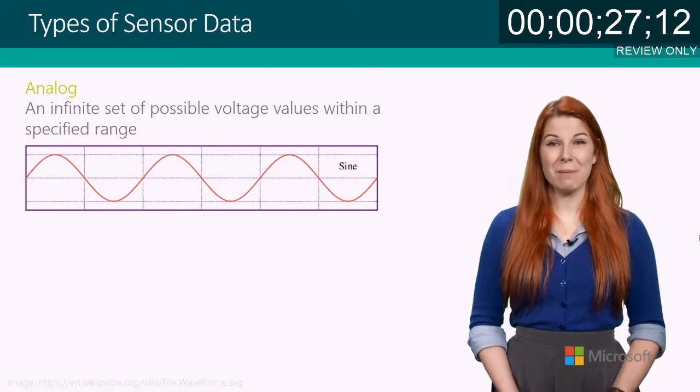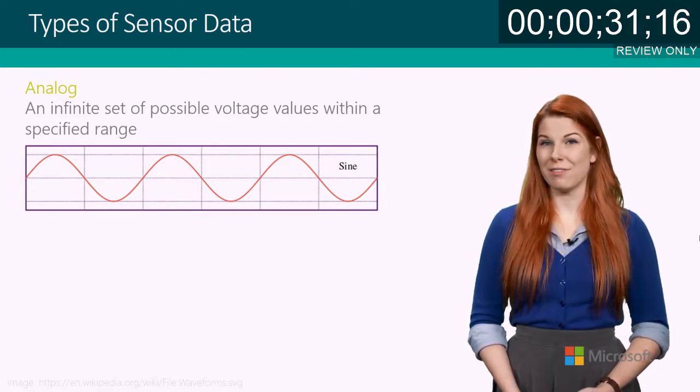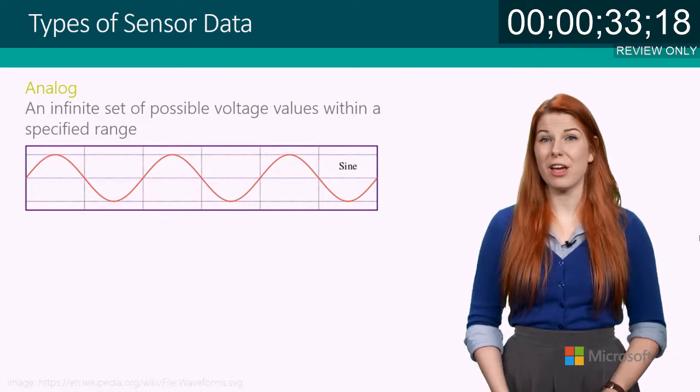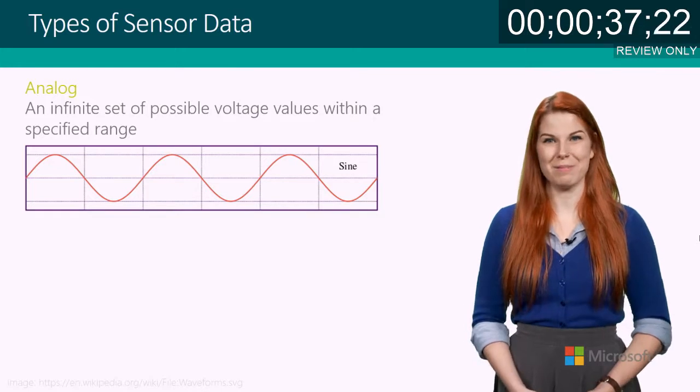So let's take temperature, for example. Temperature can be so specific, you can break it down, and it can be varied so much that really there's an infinite amount of different temperatures it could be outside.